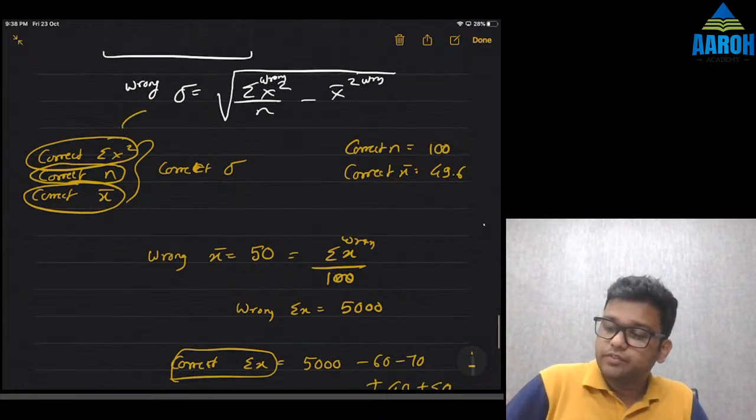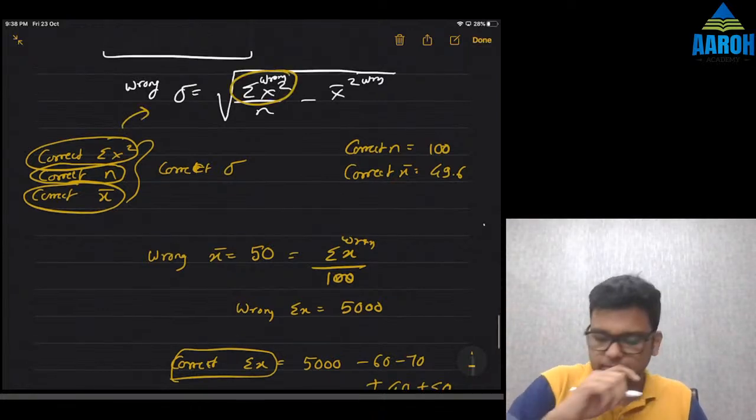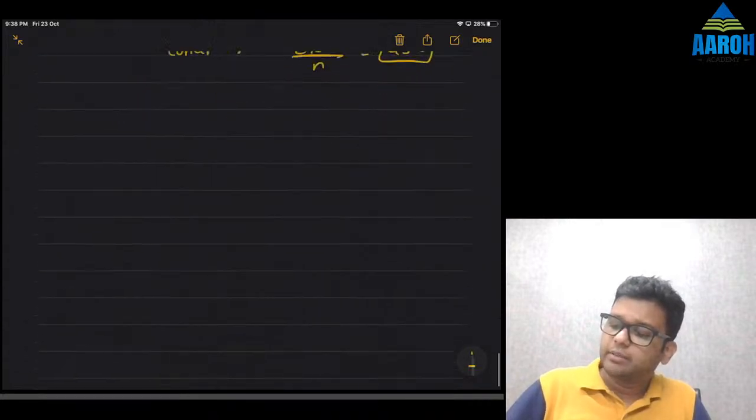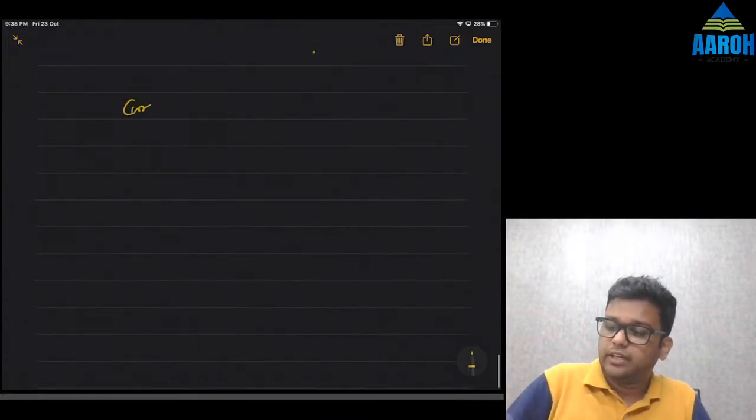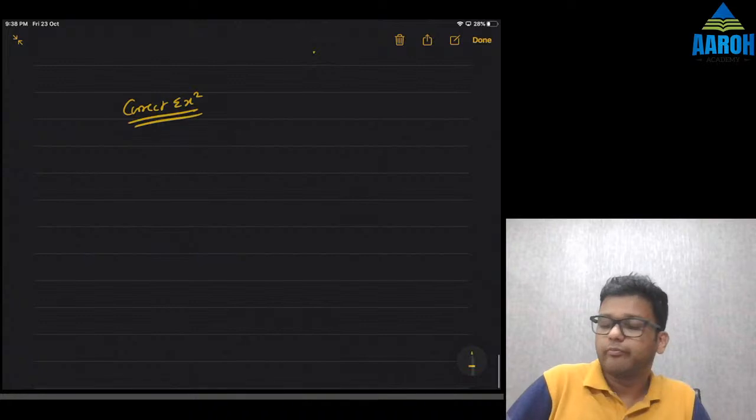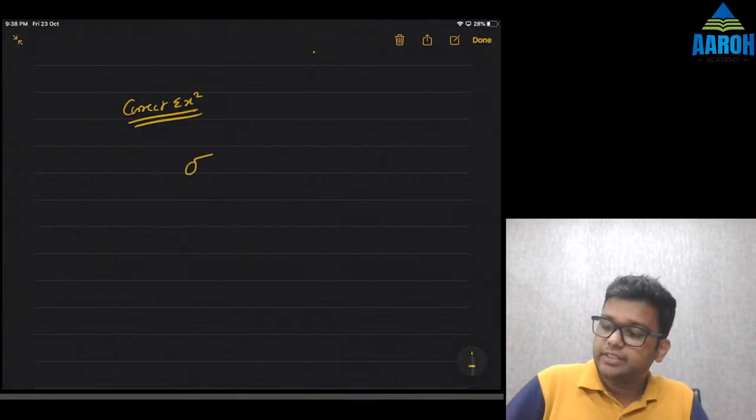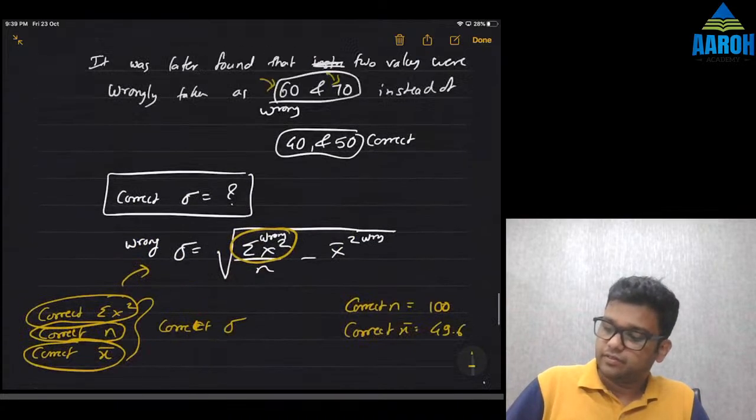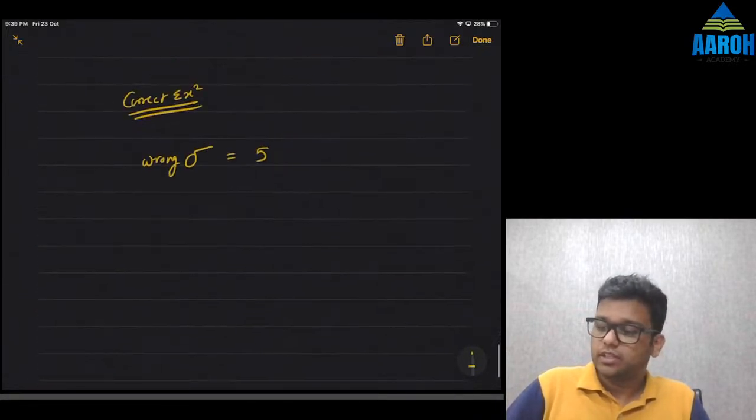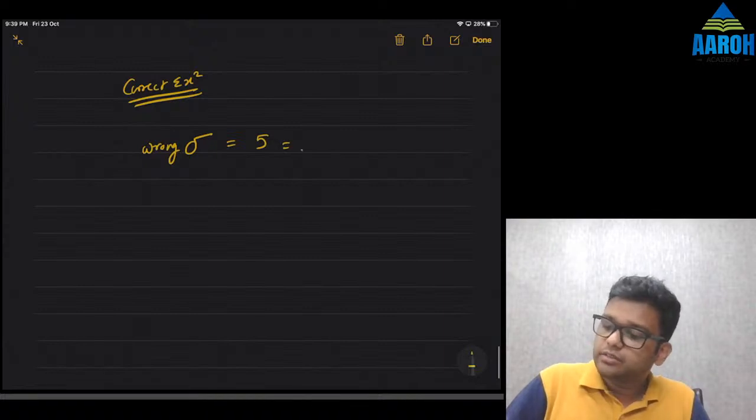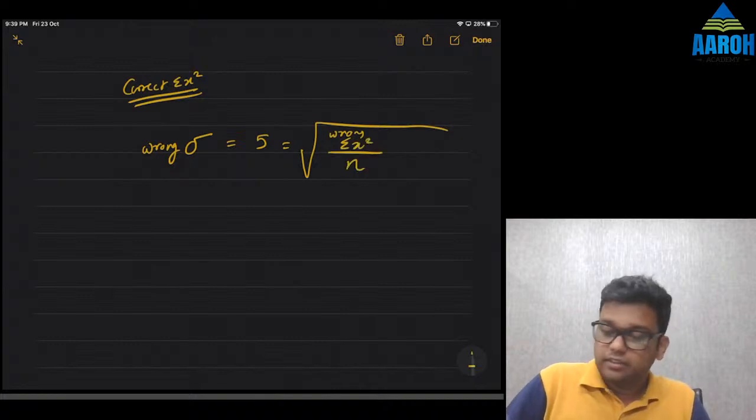For that we'll have to use this formula only because it comes in this formula. We have to find correct summation x square. That comes in formula of SD and we have wrong SD right now. Wrong SD is 5. But formula of wrong SD is square root of wrong summation x square upon n minus wrong x bar square.